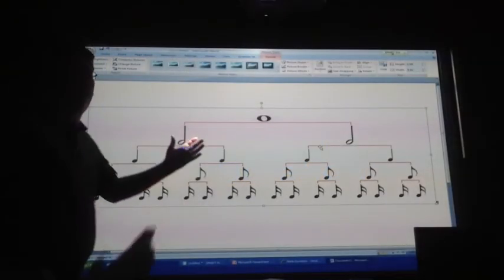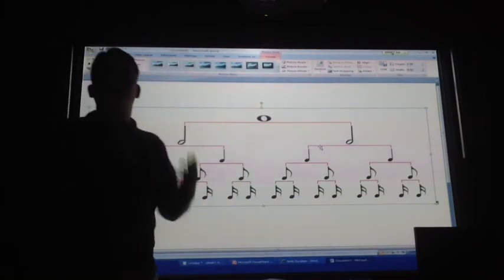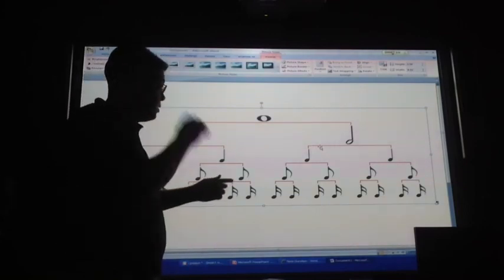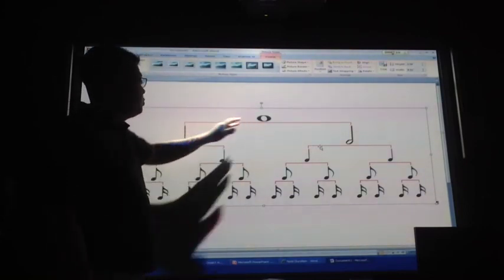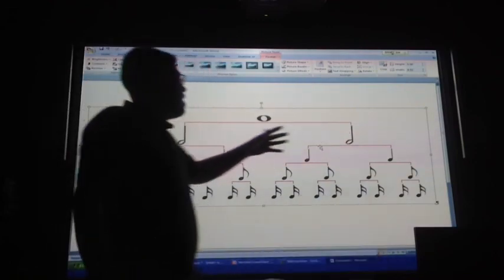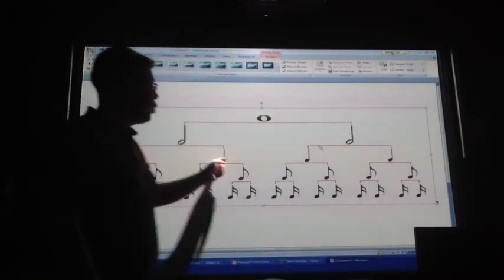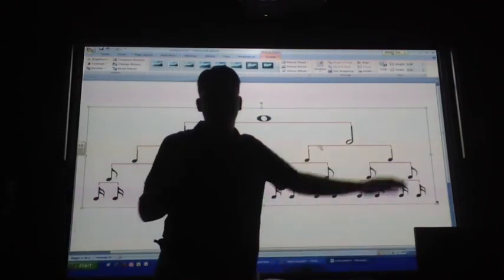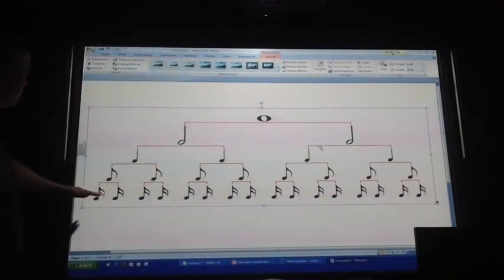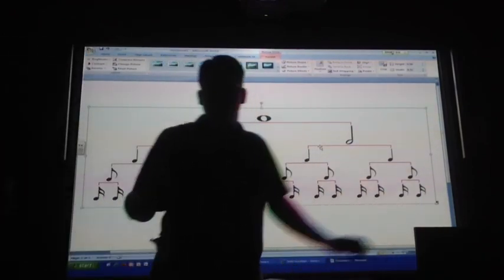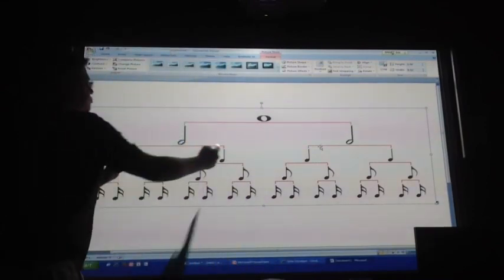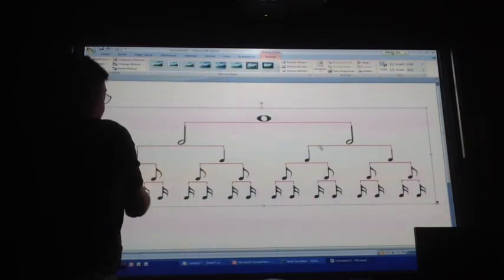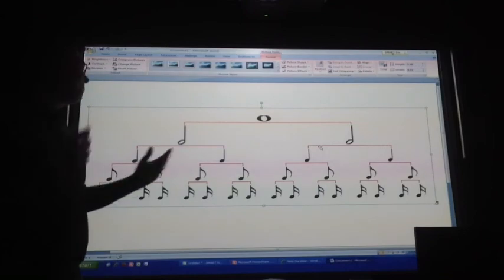Now last week I was really trying to express the equivalency, and I don't really feel like I made a clear enough presentation. So here we had our whole notes. Our whole note is equivalent to 2 half notes, and our whole note is equivalent to 4 quarter notes. Our whole note is equivalent to 8 eighth notes. Our whole note is equivalent to 16 16th notes. And of course, 2 quarter notes make a half, 2 eighth notes make a quarter, 4 eighth notes make a half note, and so on.